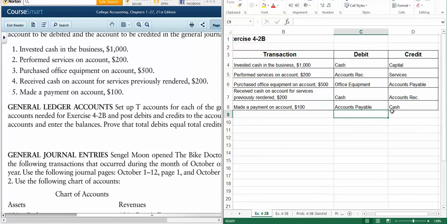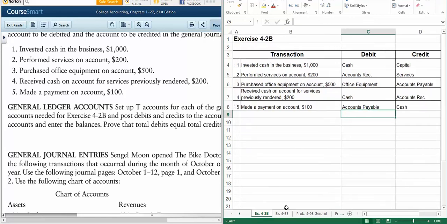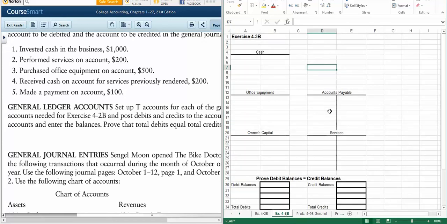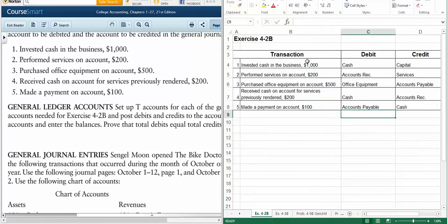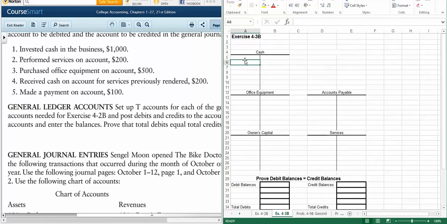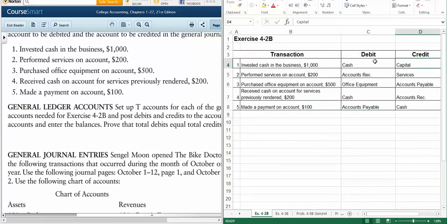Now, once you have 4-2 done, what we're going to do is take this information and put it into T accounts. So we're just going to transfer them over to our T accounts like we did in, I believe it was chapter 2. So we're just going to start transferring them. You're going to take it bit by bit. So first we're going to show that we have a debit to cash for $1,000. And then on that same line, we need to show capital for $1,000.